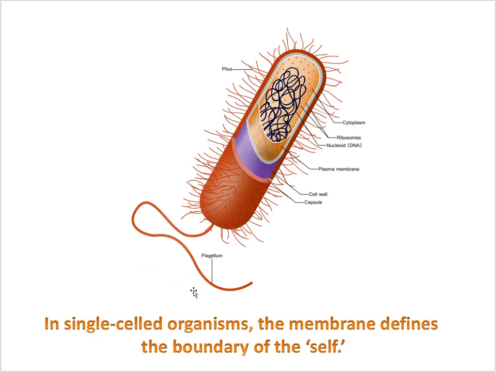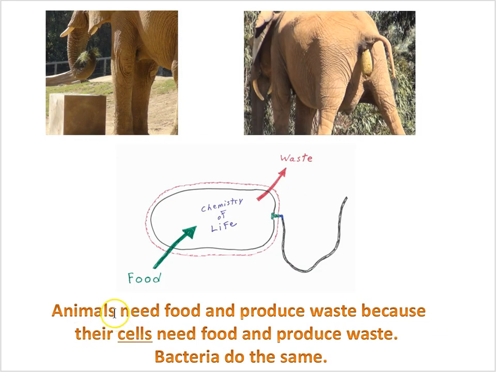Now, in a single-celled organism, the membrane defines the boundary of the self. So all living things have a boundary, the self versus the outside environment. And animals need food and produce waste because their cells need food and produce waste. And bacteria do the same.